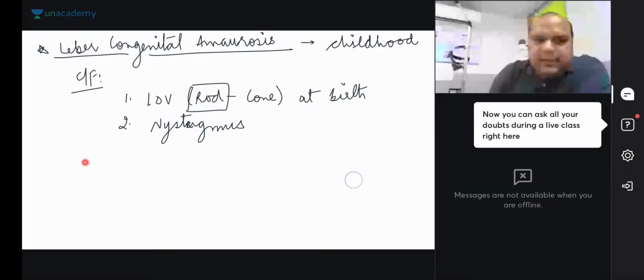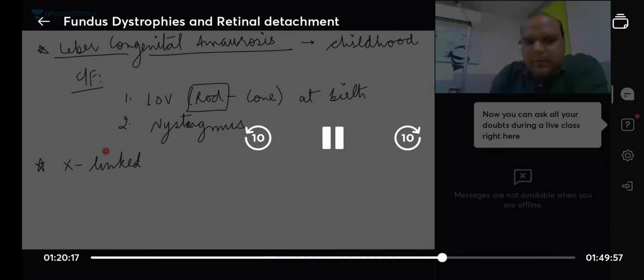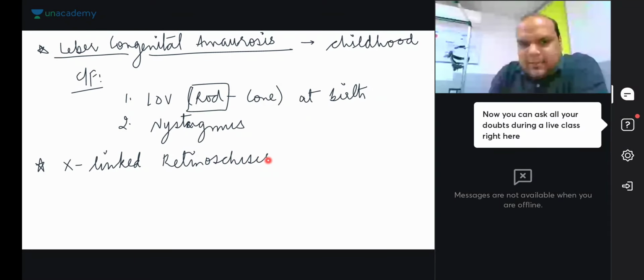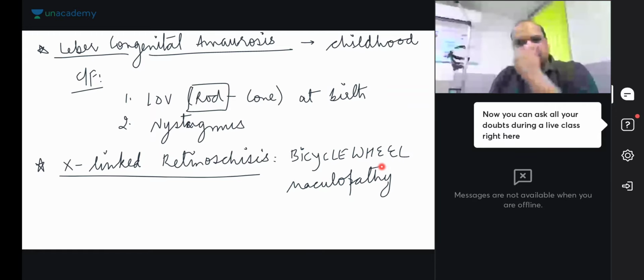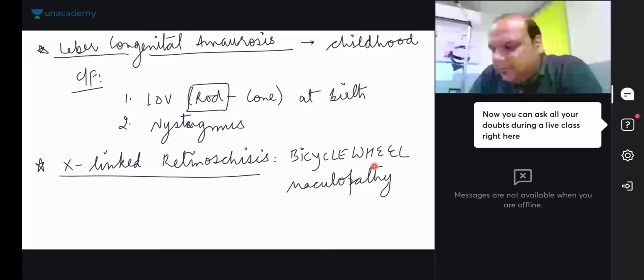A condition here called X-linked retinoschisis. I'm not going into the detail. I will just write that it causes something called bicycle wheel maculopathy. They may ask you a theoretical name-based question, but this is a very rare condition, so I don't think they will ask anything in depth. So you should just know that it causes bicycle wheel maculopathy. Right, guys? That's all about X-linked retinoschisis and Leber congenital amaurosis.